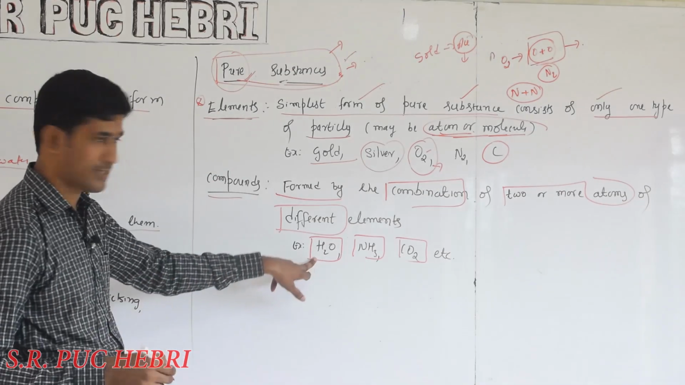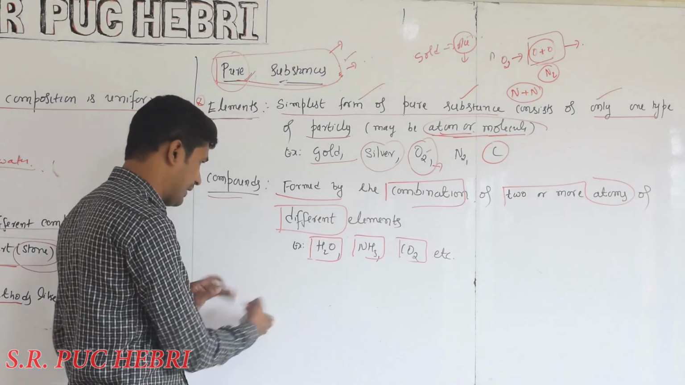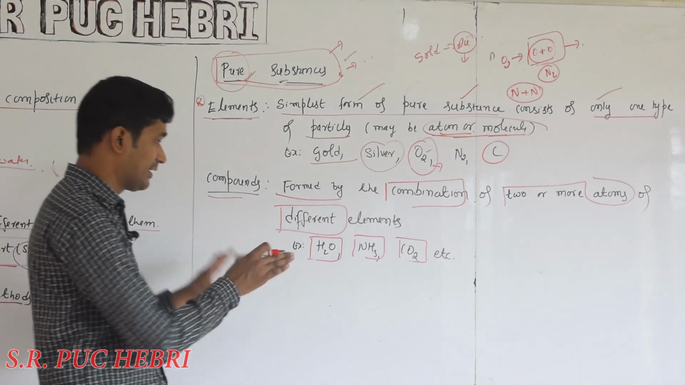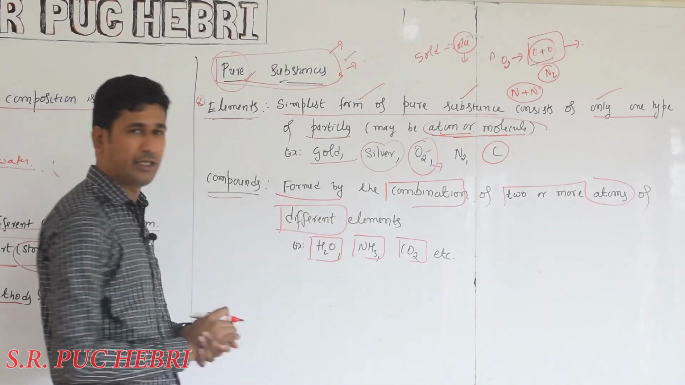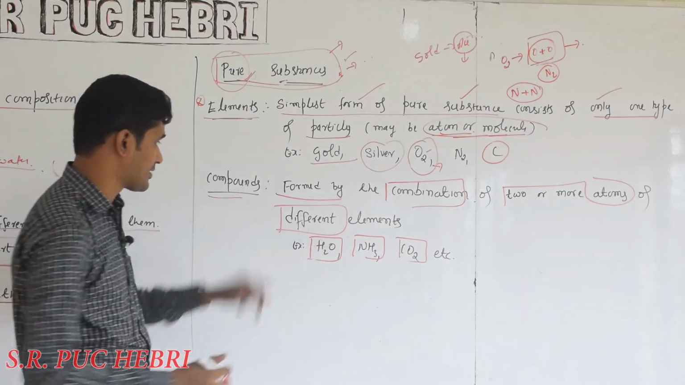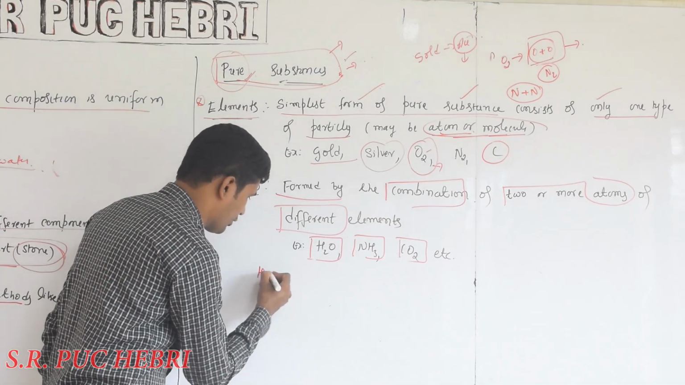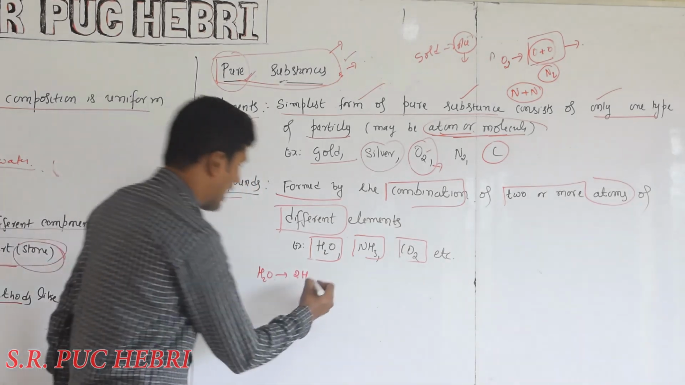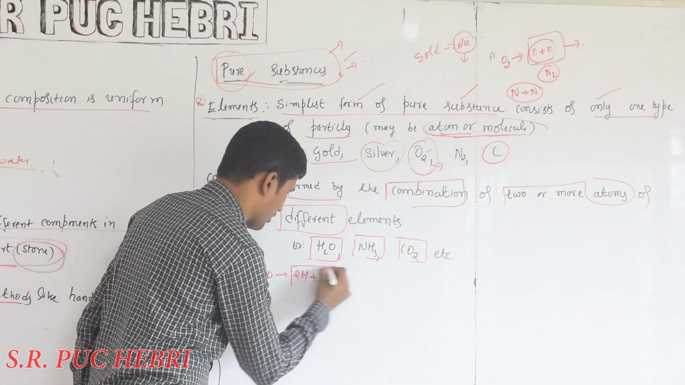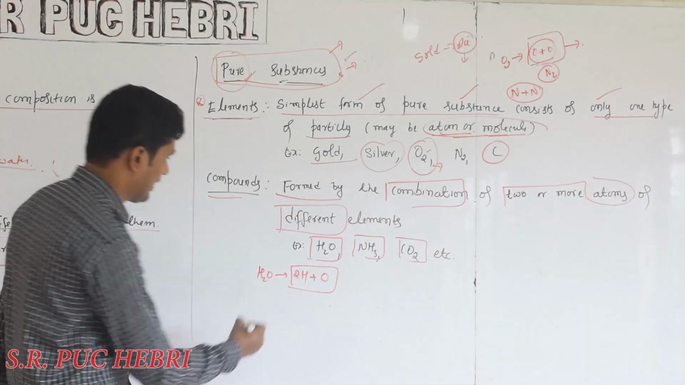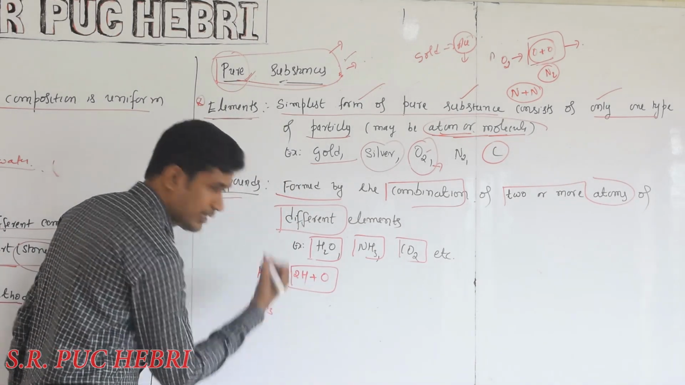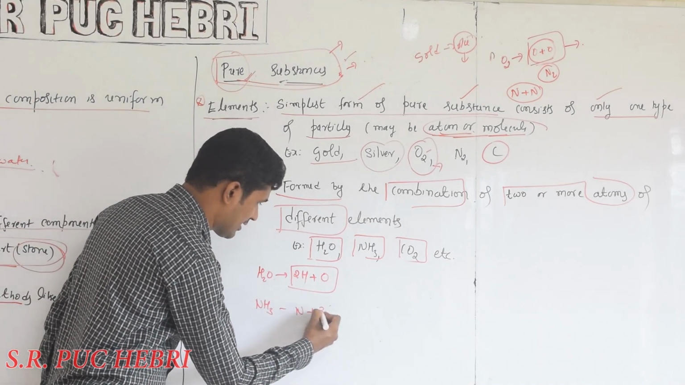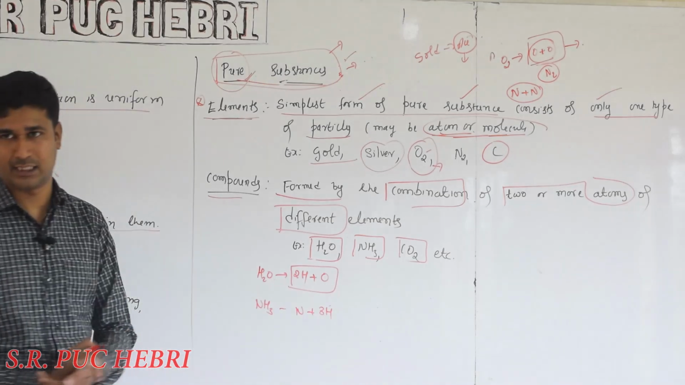H2O is a pure substance, because if water is given in any container, it consists of only the molecules of water. Other than that, it will not have any other molecules. How is this formed? H2O is formed by the combination of two atoms of hydrogen and one atom of oxygen. Similarly, ammonia is formed by the combination of one atom of nitrogen and three atoms of hydrogen.